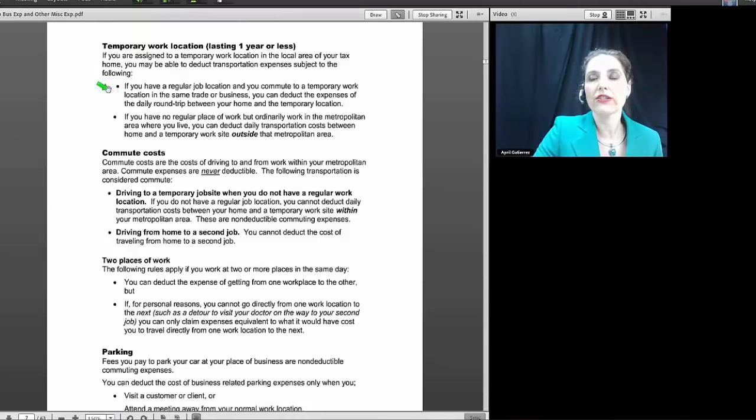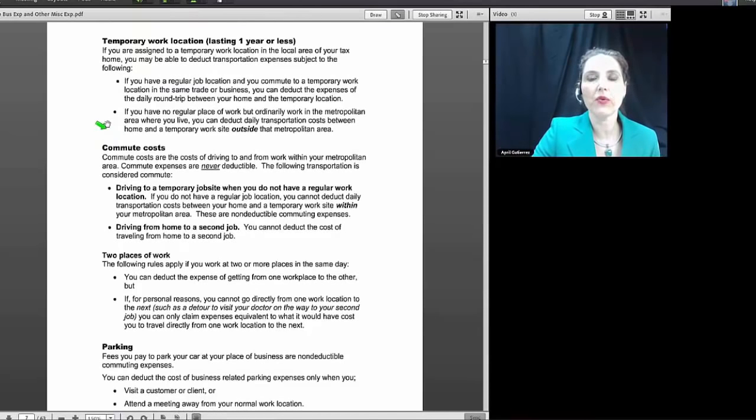If you have a regular job location and you commute to a temporary work location in the same trade or business, you can deduct the expenses of the daily round trip between your home and that temporary location. If you have no regular place of work but ordinarily work in the metropolitan area where you live, you can deduct daily transportation costs between home and a temporary work site that is outside of that metropolitan area.